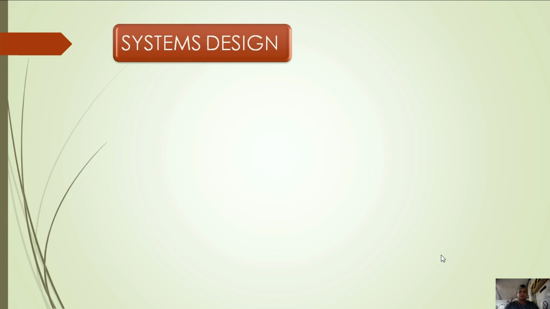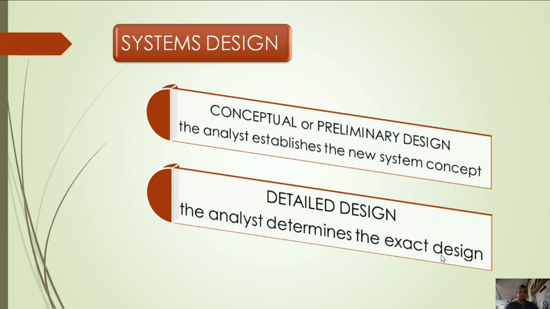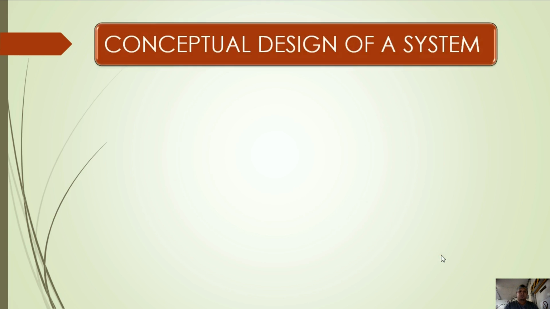So let's discuss system design. There are two stages of system design. The first is the preliminary design, and the second one is the detailed design. For preliminary design, the analysis establishes the new concept. That's why it can also be named conceptual design. While in the detailed design, the system analyst determines the exact design of the new system. So let's start first with the conceptual design of a system.